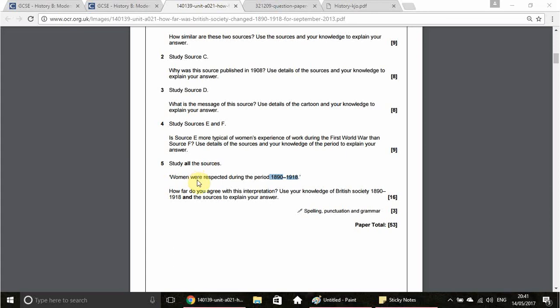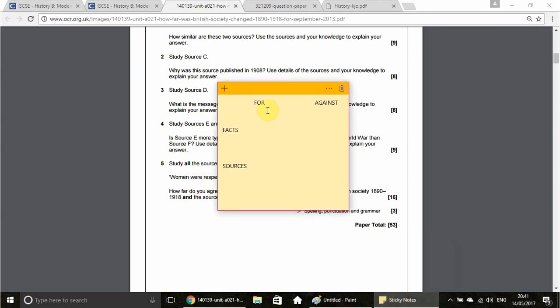Okay, so when you start this, you're going to need to make a table, something a little bit like this, with for and against, and then you're going to bullet point all the facts you can think of to back up the statement, and all the facts you can think of that go against the statement. And then you're going to list which sources you're going to use on which side of the argument. So anything you can use to argue that women were respected would go on this side. Anything you can use to say women were not respected might go on the other side.